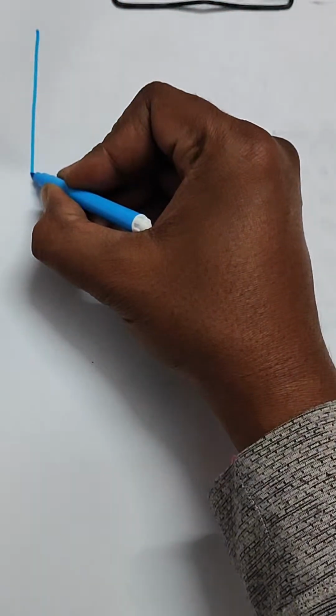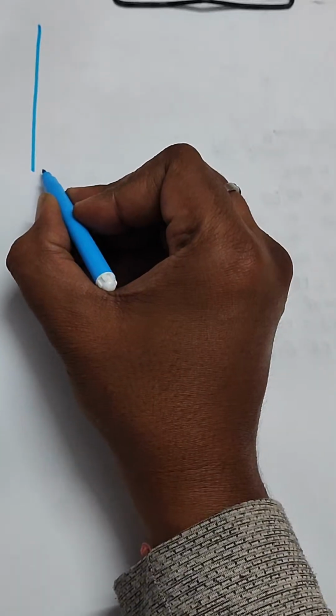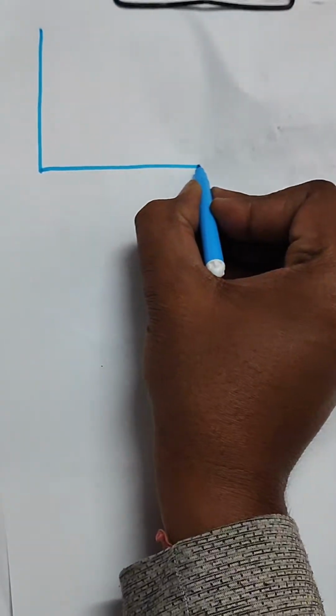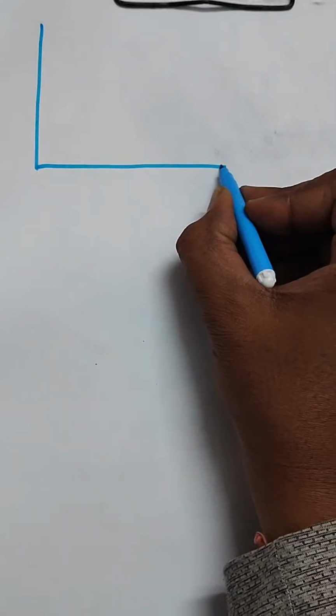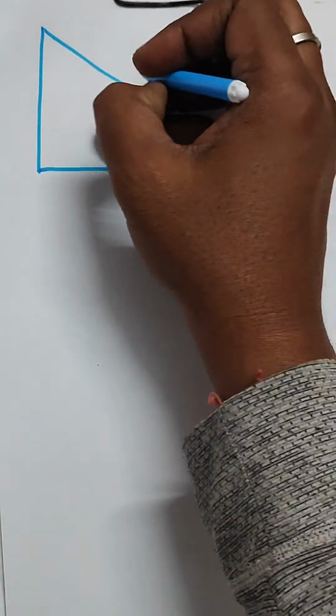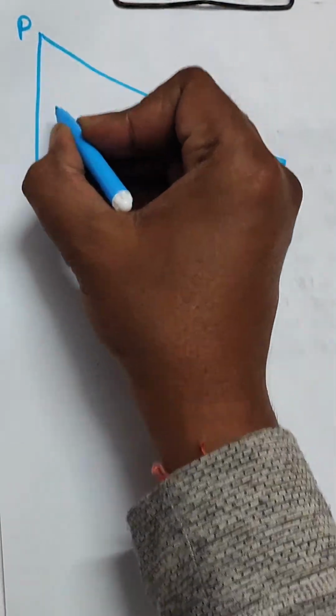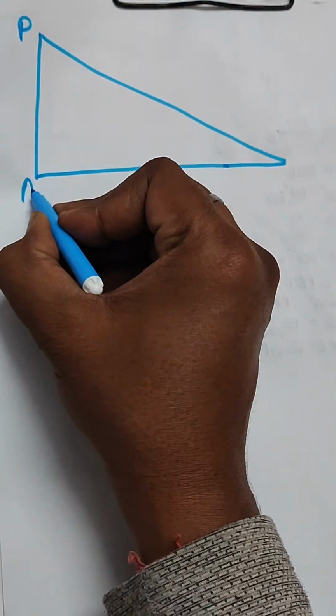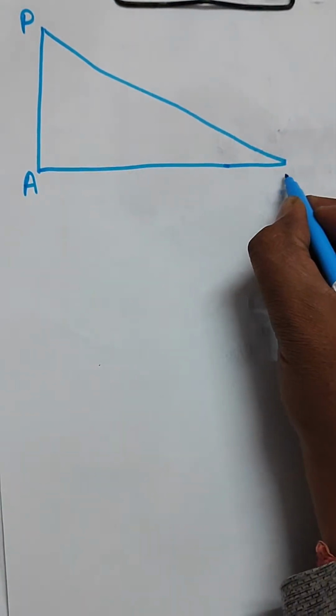Given to you, the figure is like this. Okay, let me show you. This can be considered a triangle. Okay, the triangle is looking like this, right? And from this, let me name it P, A, C.